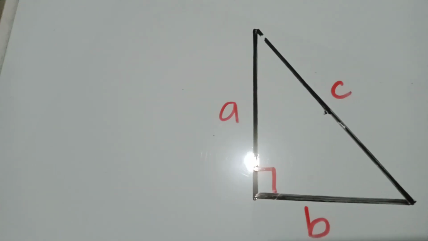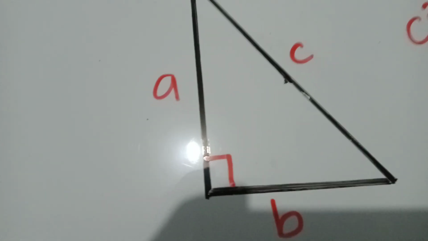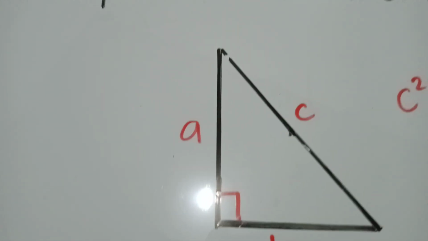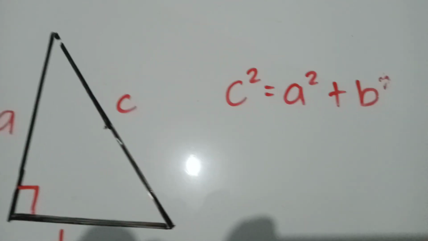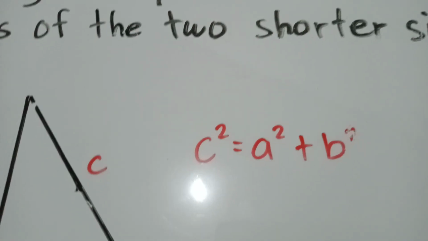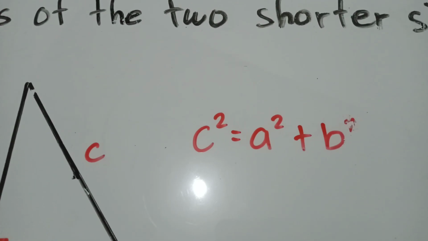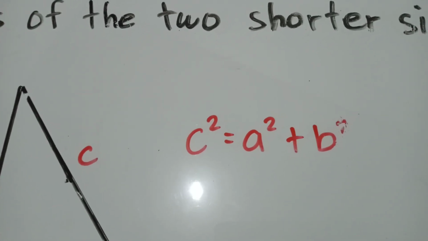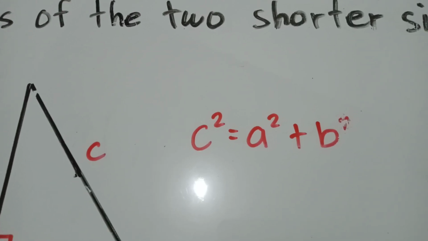by drawing a right triangle. So the hypotenuse, denoted by C, is opposite to the right angle of a right triangle. Then A and B are our two shorter sides. So algebraically we can translate the statement into C squared, where C is our hypotenuse, is equal to A squared plus B squared, where A and B are our two shorter sides.